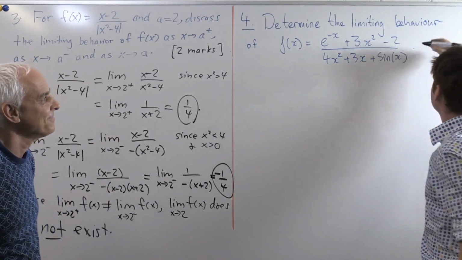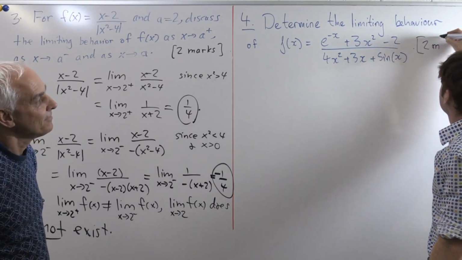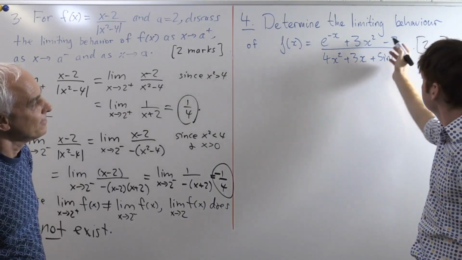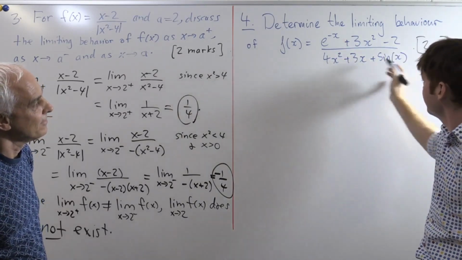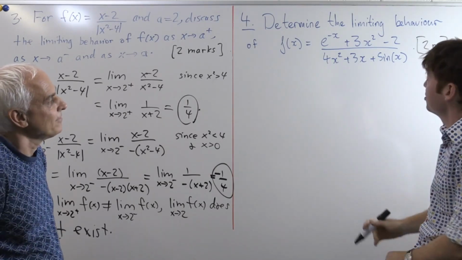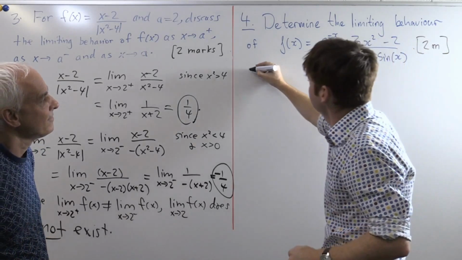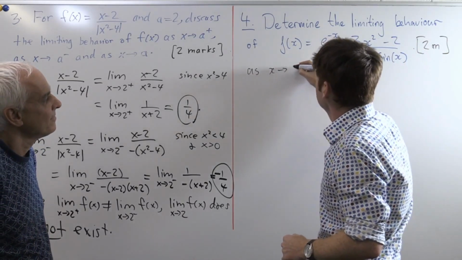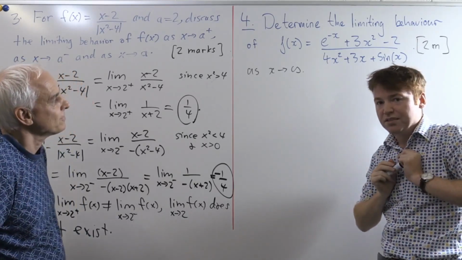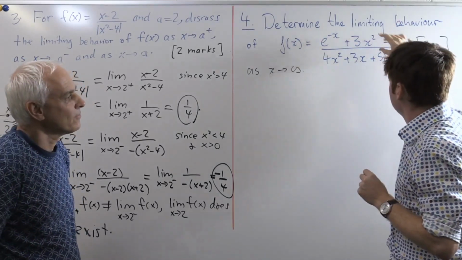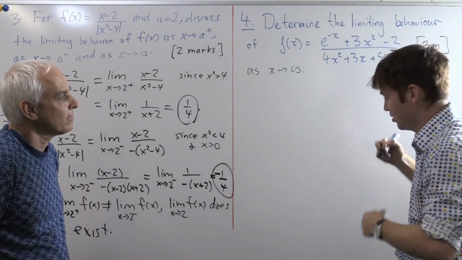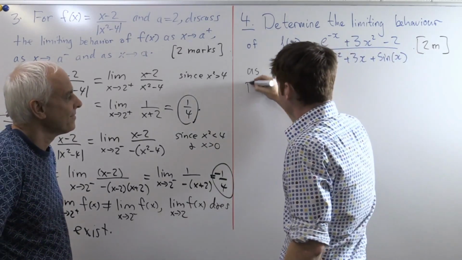Good. My turn. This is a 2-mark question. Determine the limiting behavior of some group of functions over some other functions, as x goes to infinity. So that's the limit we're talking about. The way you do all these questions where you've got a kind of ratio of functions is you divide by the highest power in the denominator. That's so important, I'm just going to write it down.